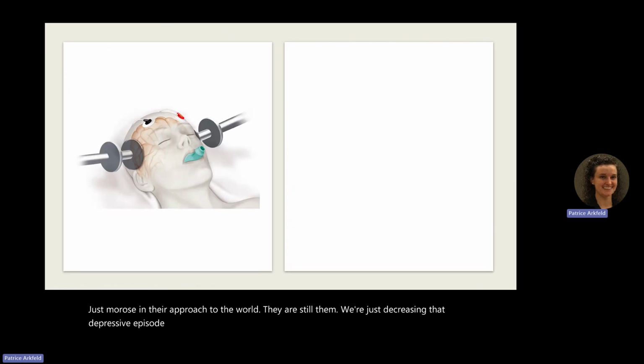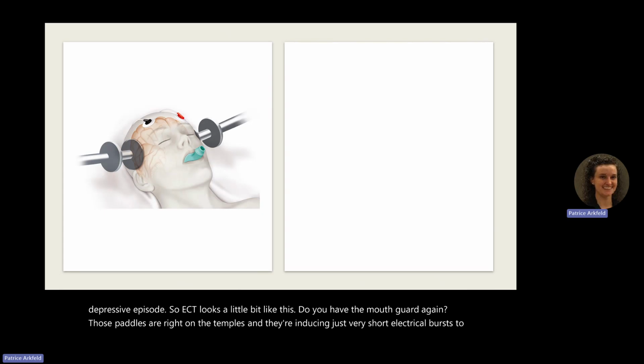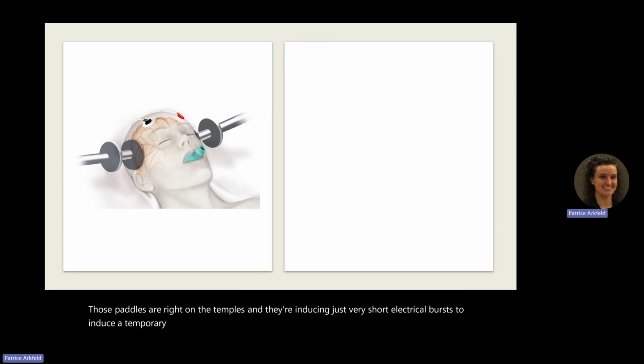So ECT looks a little bit like this. You have the mouth guard. Again, those paddles are right on the temples, and they're inducing just very short electrical bursts to induce a temporary seizure. And when I say temporary, it's a few seconds long. It's not very long, and they're monitored the whole time under light sedation.